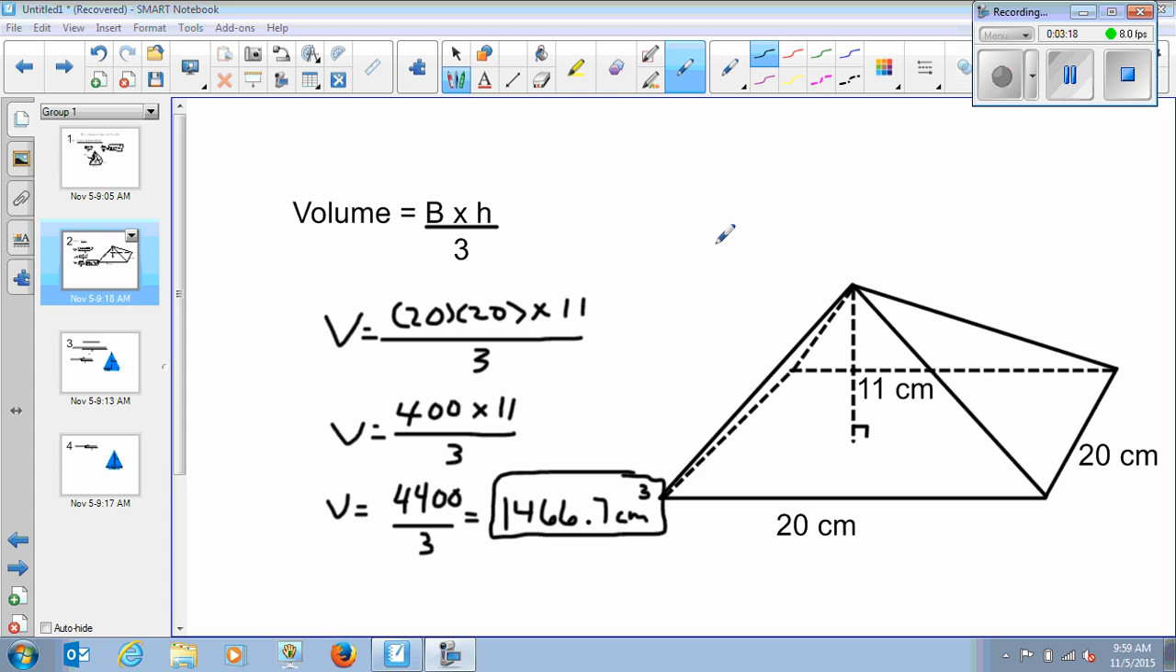So here I went ahead and did the math. I did 20 times 20 and got 400, multiplied it by 11, got 4,400, and divided that by 3, which left me with a total volume of 1,466.7 centimeters cubed for the volume of this pyramid.